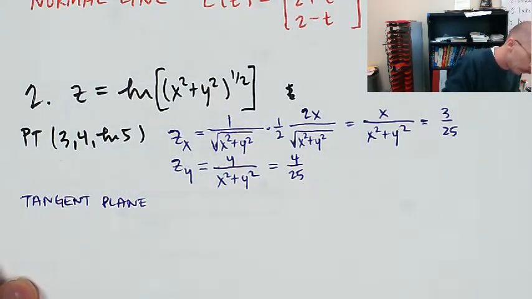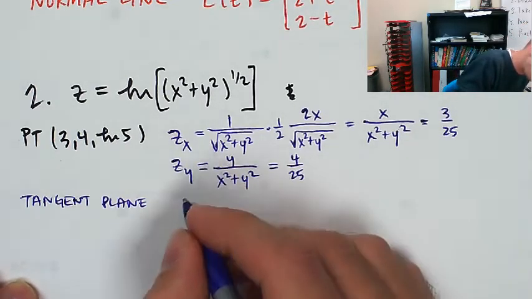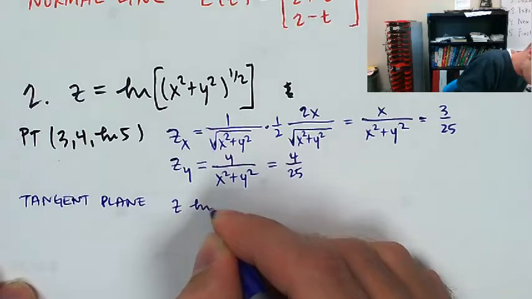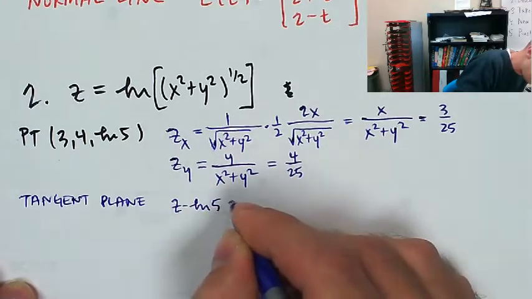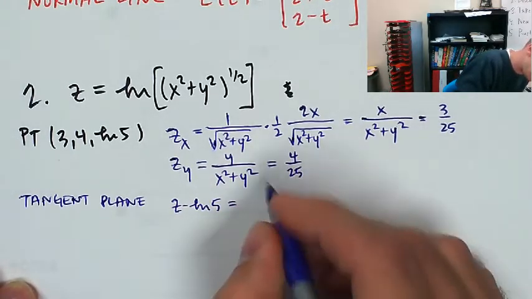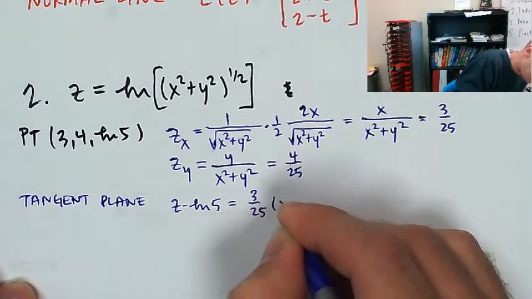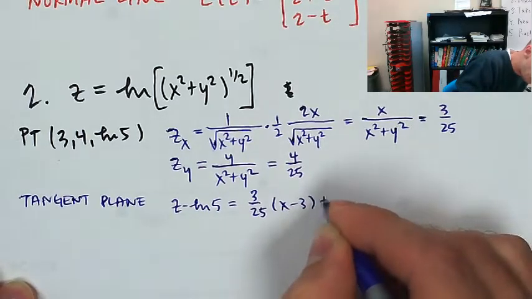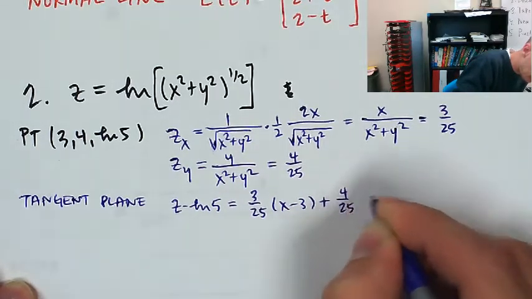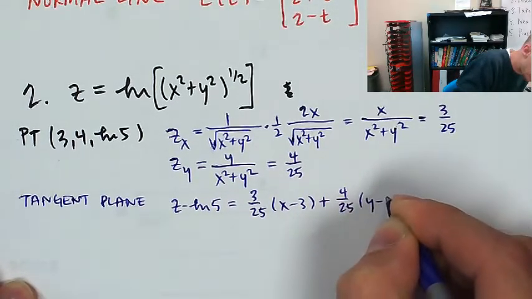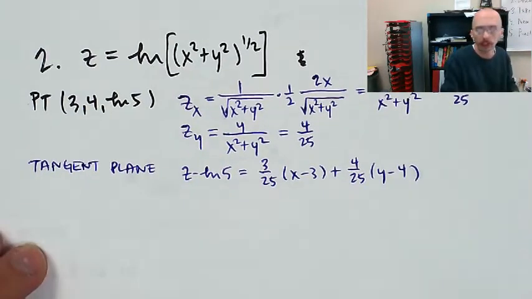That's going to be, what is it? I froze up on that. Z minus the z coordinate is equal to zx times x minus the x coordinate plus zy times y minus the y coordinate. Okay, there we got ourselves a tangent plane.